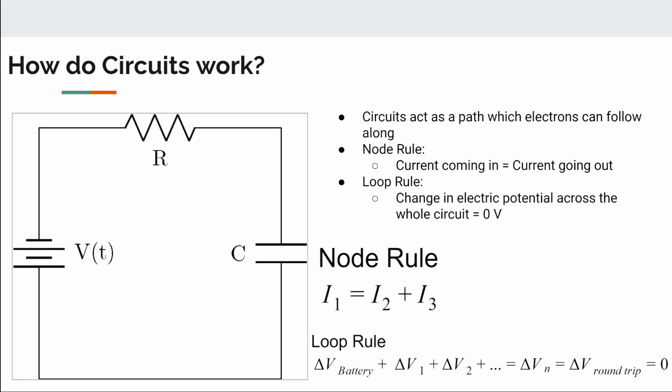The two important laws surrounding circuits are the node rule and the loop rule. The loop rule says that the potential for a round trip across the circuit must equal 0, and the node rule says that when the current diverges at a node, the current coming in equals the sum of the currents going out.